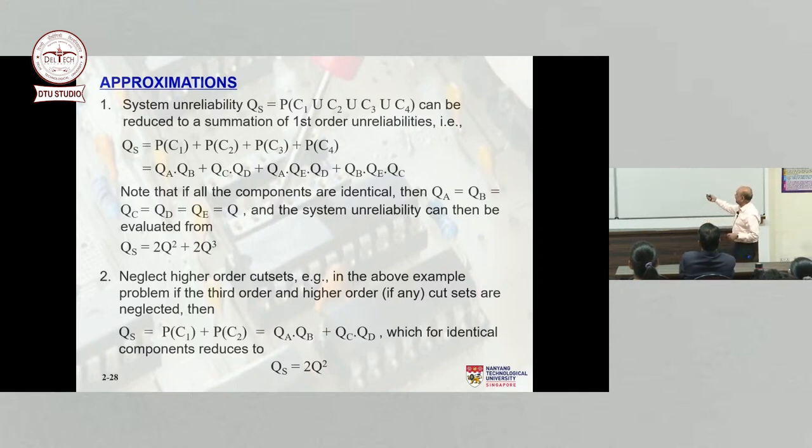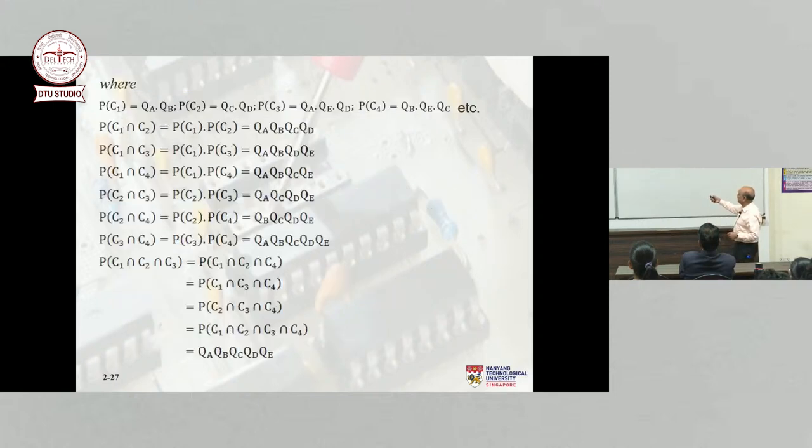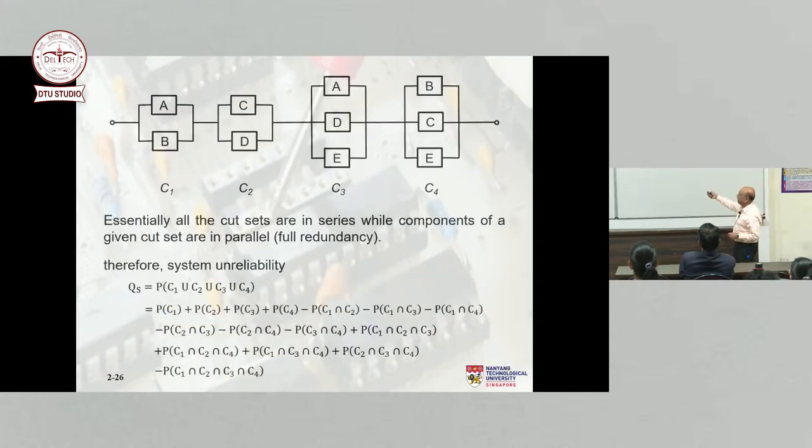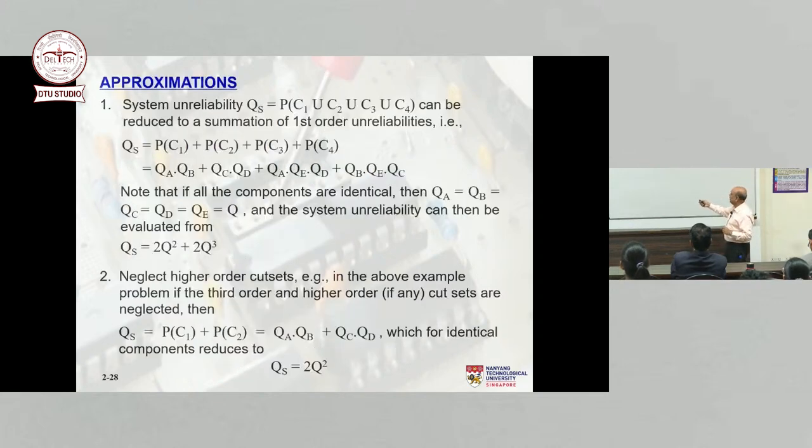So it is P, probability of C1, cut set 1. Cut set 1 is A and B in parallel, so it will be QA times QB, unreliability, right? Unreliability of this is QC times QD. Unreliability of this is QA times QD times QE, and so on. So that's what we'll get. So this is the expression, right?